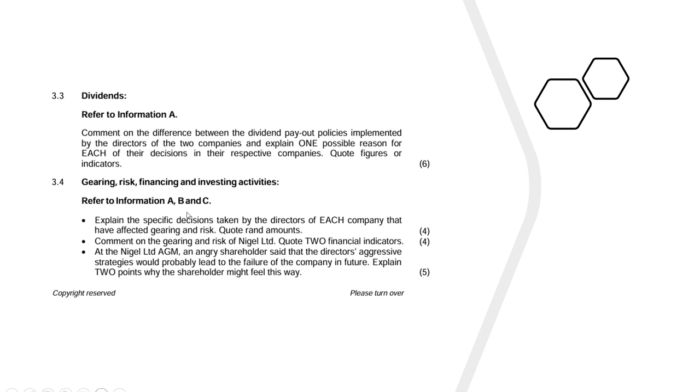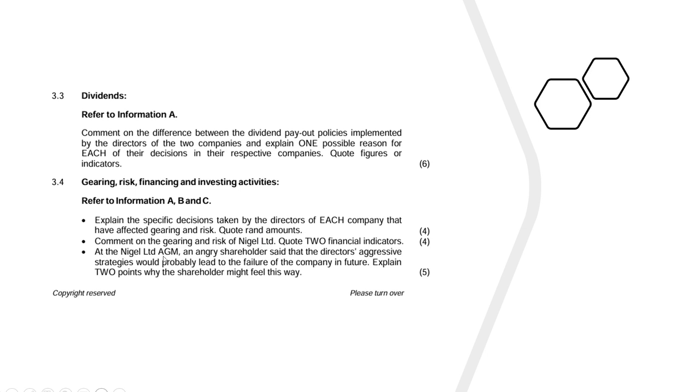You need to refer to information A, B, and C. Once you've done that, you need to explain the specific decision taken by the directors of each company that have affected gearing and risk. You quote rand amounts. So the information you have, you quote those amounts and explain the decision. Comment on the gearing and the risk of Nigel Ltd. Quote 2 financial indicators. So you're only looking at one company here.